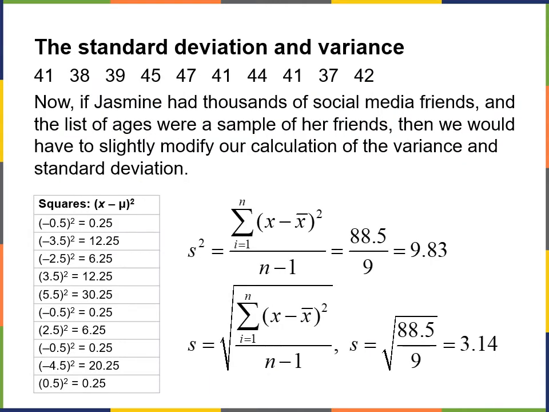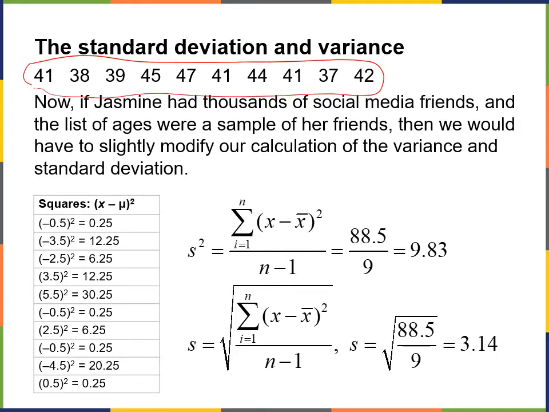So if we thought of this more as a sample than a population, let's change the question a little bit. Let's say Jasmine doesn't have 10 friends total. She has 1,000 social media friends, and out of those thousands of friends, we look at 10 of their ages. So now we're talking about a sample of her friends. The same data set we were talking about before is now a sample instead of a population.